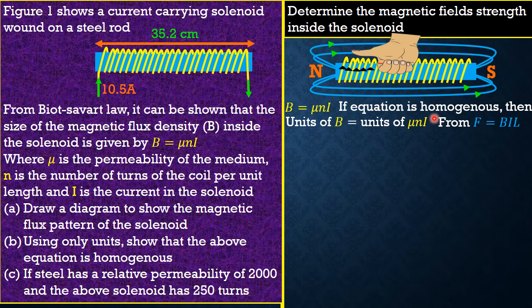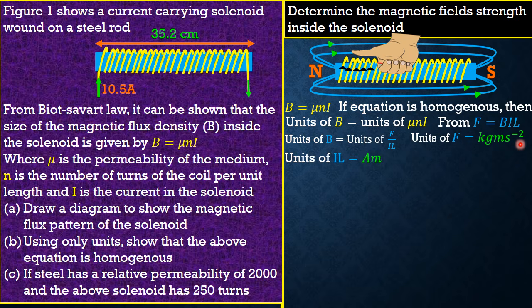Now, from our formula F equal to B I L, that's the force produced by a current carrying conductor placed in a magnetic field, where the length of that conductor is L, if we make B the subject and take the units on both sides, the units of B equal the units of F over L. The units of F are kilograms meters per second squared.